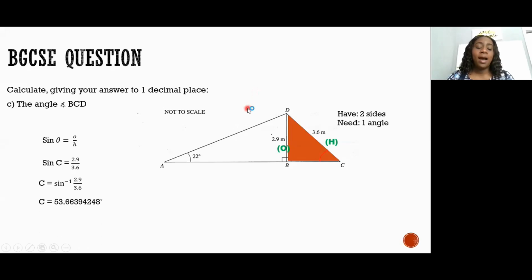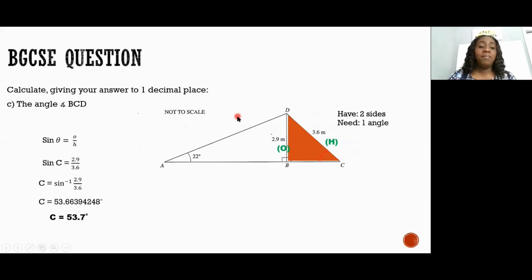I'm going to work that out. C is equal to 53.66, and so forth. And I have to round this to 1 decimal place. And that's going to be 53.7. Very good, Latasia. Good. All right.